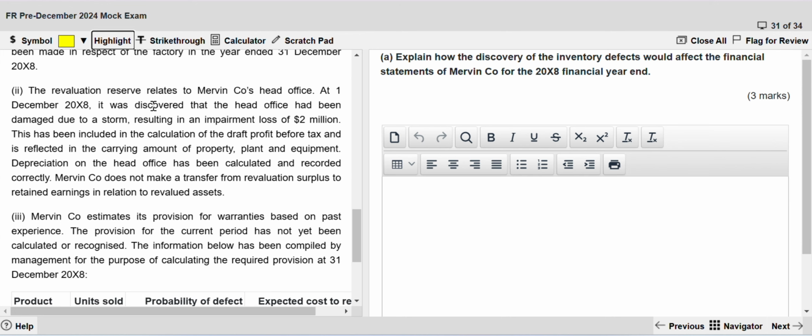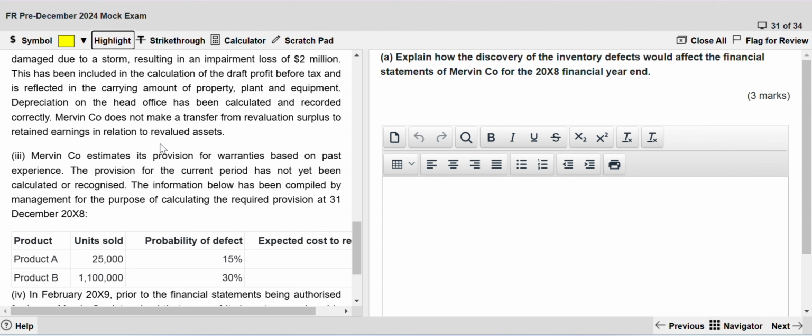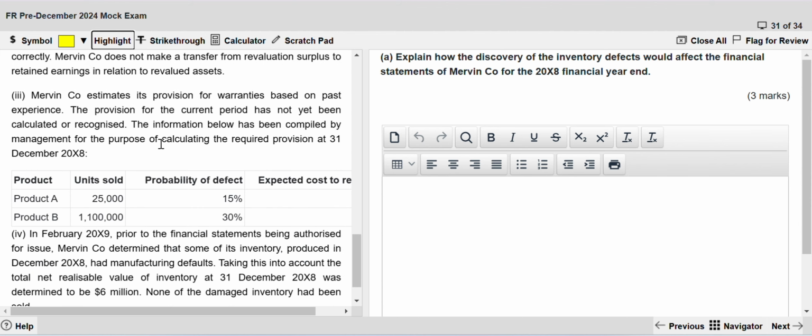At 1st December, it was discovered that the head office had been damaged due to a storm, resulting in an impairment loss of $2 million. This has been included in the calculation of profit before tax and is reflected in the carrying amount of the property. Depreciation on the head office has been calculated and recorded correctly. Mervyn does not make a transfer from revaluation surplus to retained earnings in relation to the revalued assets.